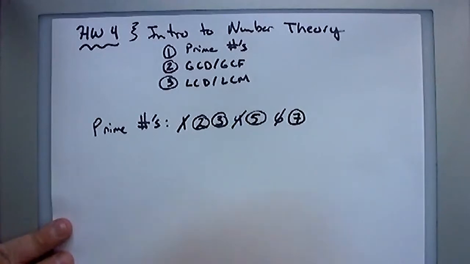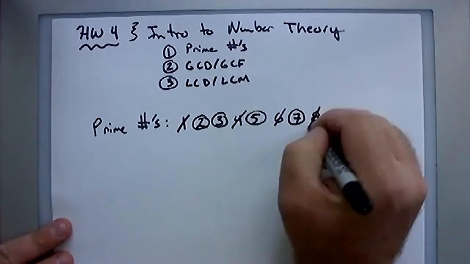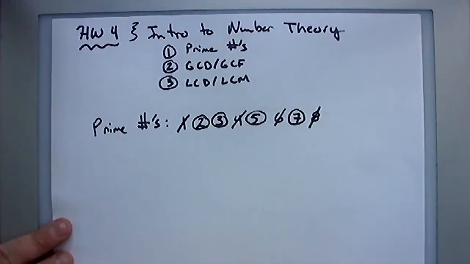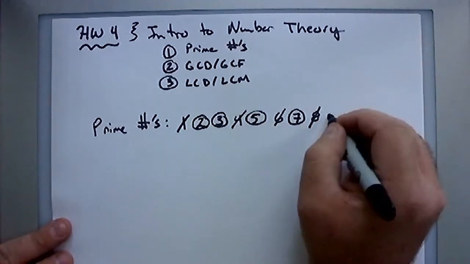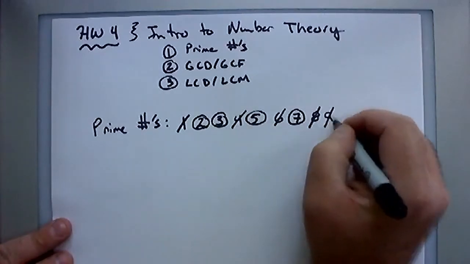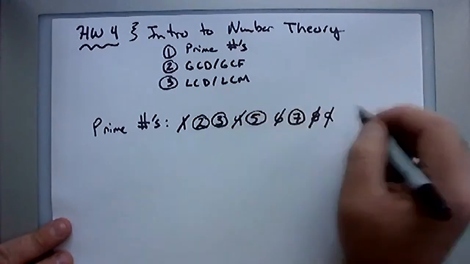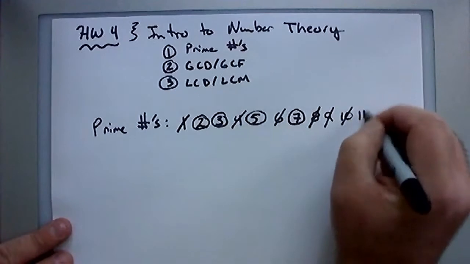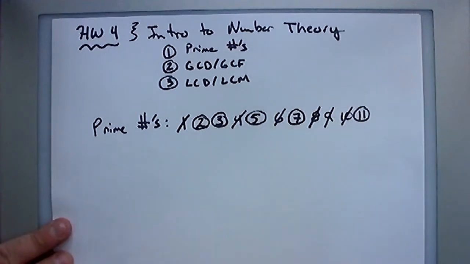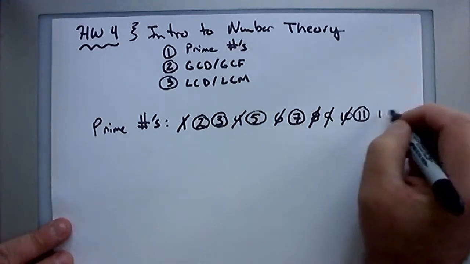7 is prime, right? 8's not prime because 2 goes into it. Can't we just go ahead and start marking off every even number? If it's even other than 2, 2 goes into it. Therefore, it's not prime, right? Remember, prime numbers have nothing that goes into them, nothing that divides into them other than 1 and themselves. So what about 9? 9's out. 9's not prime because 3 goes into it. 10 is out because 2 goes into it. 11 is prime. Nothing goes into 11 other than 1 and itself.